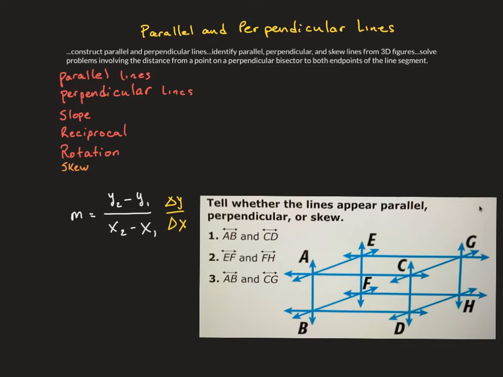So AB and CD appear to be parallel. EF and FH appear to intersect at 90 degrees, so they are going to be perpendicular. And then we are going to have AB and CG. Those lines are neither parallel nor perpendicular, so that's where they fall into being skew. So, just using some vocabulary there.